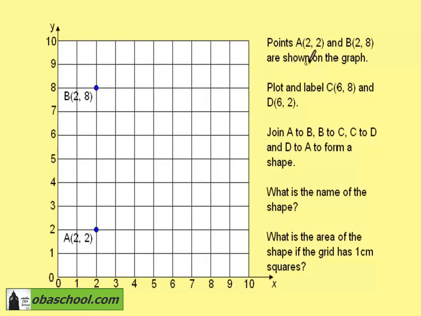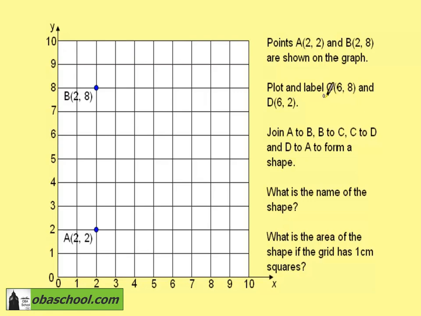Points A (2, 2) and B (2, 8) are shown on the graph. We can see A here at 2, 2 and B is at 2, 8. We want to plot and label C, which is 6, 8, and D, which is 6, 2.